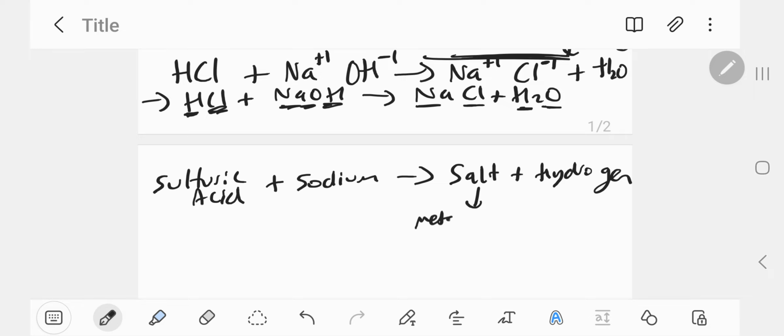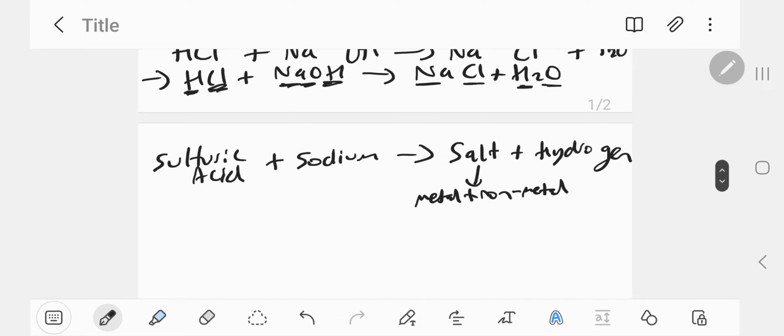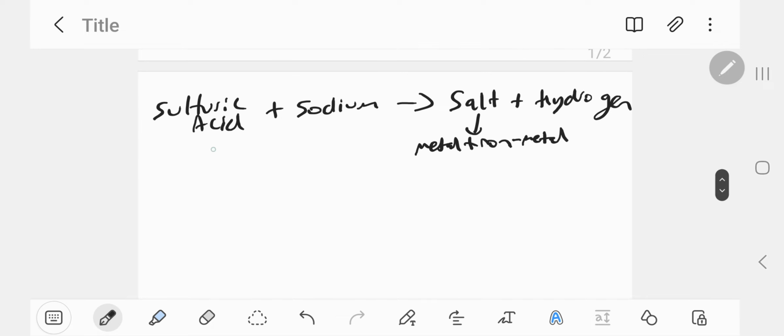Remember, this is a metal and non-metal. Metal goes first, non-metal second. Let's now write the chemical symbols. So sulfuric acid, you need to know this. It's H2SO4. Just think of sulfur. Acids contain hydrogen. Okay, it's another way to know this. Sulfuric acid. Sodium is Na.